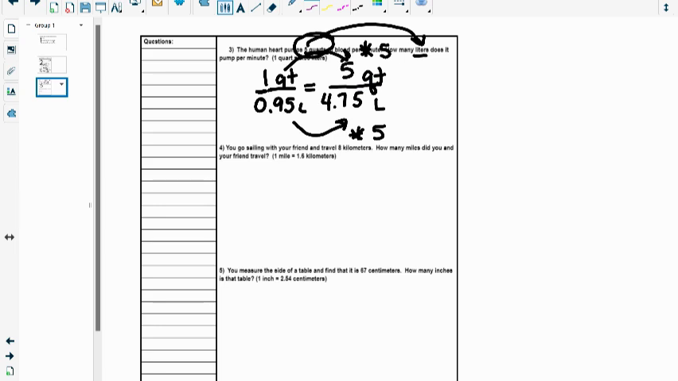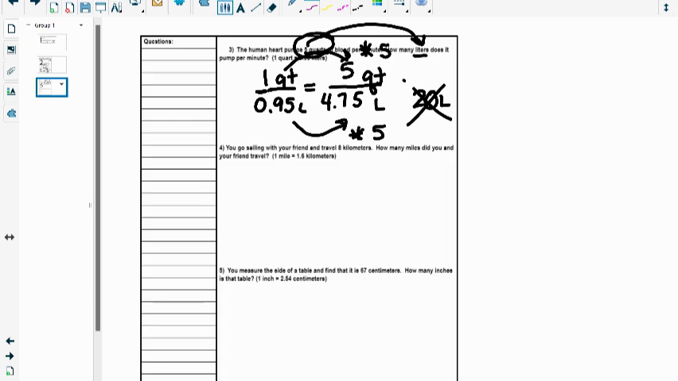We can kind of use mental math or just reasoning to make sure that our answer is correct. For example, 1 and 0.95 are very close, but our 0.95 liters is just a little bit less than quarts. So when we've got 5 quarts, our answer should be just a little bit less than 5, which is 4.75. That makes sense. If we would have ended up with an answer that was 20 liters, that wouldn't have made sense because you can't have 1 quart is less liters, but then 5 quarts is more liters. That doesn't really make sense. So you can check your answer by using that mental reasoning.